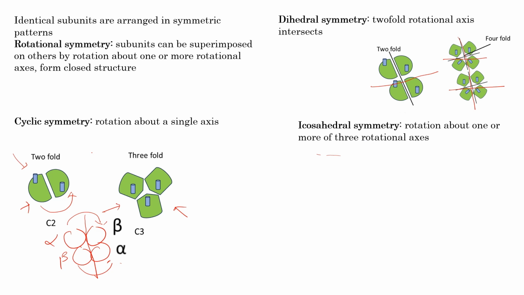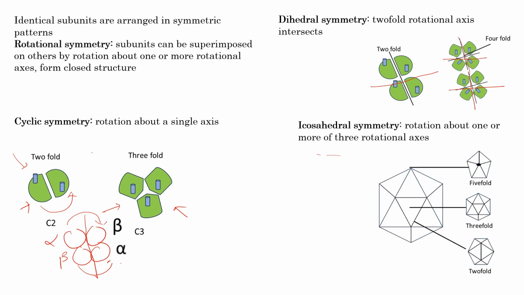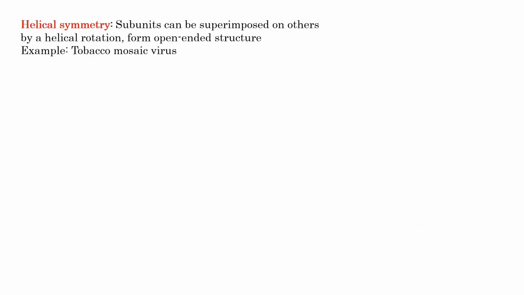Next is icosahedral symmetry. When the rotation is around one or more of three rotational axes, then we call it an icosahedral symmetry, which we generally find in viruses. So these are the types of rotational symmetry. Apart from rotational symmetry, one more kind of symmetry is helical symmetry. Helical symmetry means when subunits are superimposed by a helical rotation, and this we mainly see in viruses.